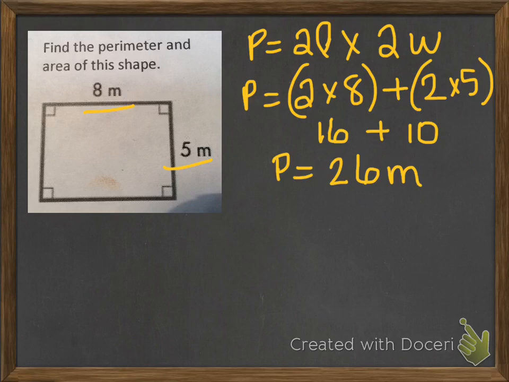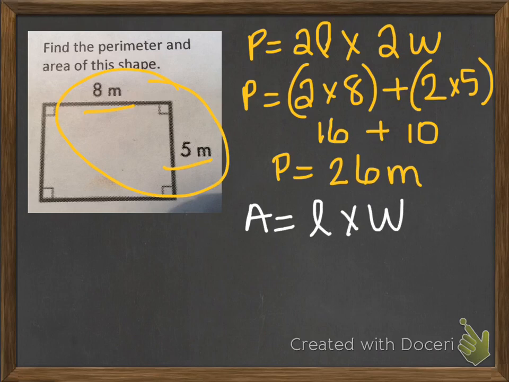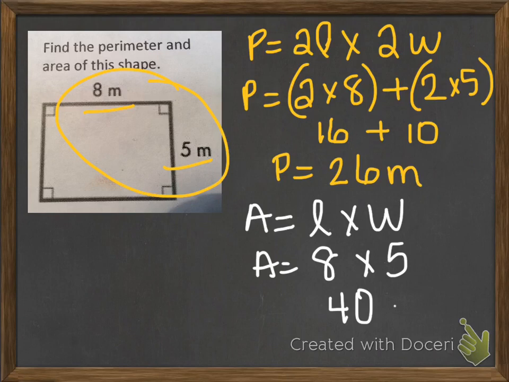That's the perimeter. Now we're going to use the same information we have over here to find the area. So the area is length times width. So the area here would be 8 times 5. 8 times 5 is 40. So that would be the area. 40. Let me fix this. Square meters.